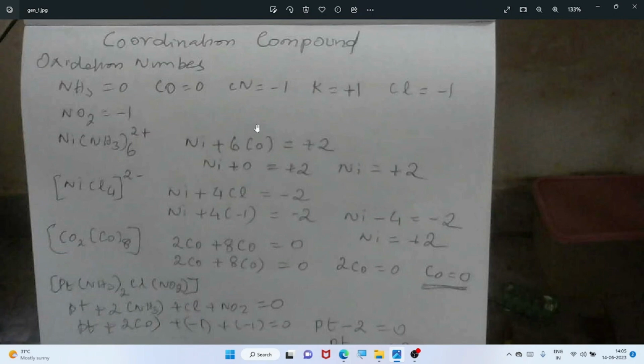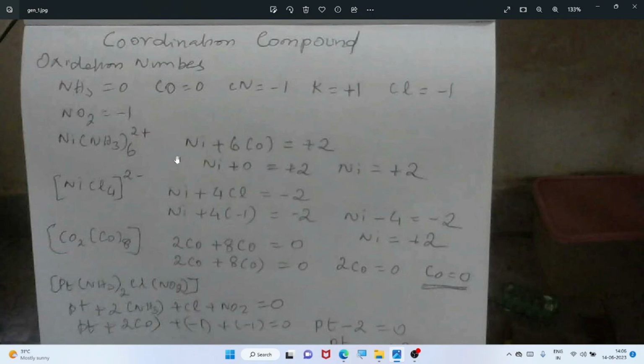In class 11 there is a redox reactions chapter, in which it is given how to find the oxidation number of the elements. Here in coordination compounds, the NH3 molecule is a neutral ligand, so its oxidation number is zero. Similarly, carbonyl is also zero, cyanide is -1, K is +1. This is also there in class 11 chemistry. Cl is -1, NO2 is -1.